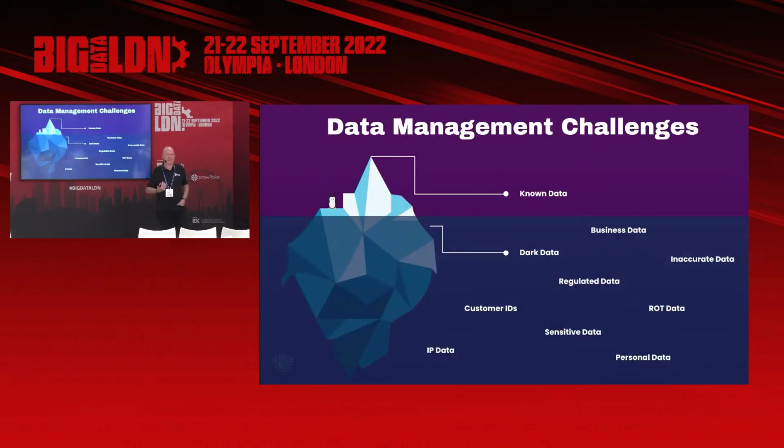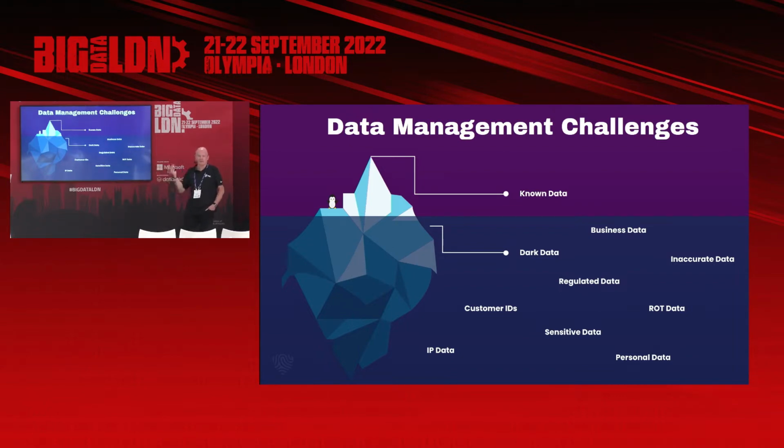A fairly familiar slide, the iceberg. At the top, we've got some data that we know about. Fantastic. But then below that waterline, a lot of other data that's just out there in our infrastructure, stored on many types of data source. But what is it? It's business data, regulated data, redundant, obsolete, and trivial data, which is what ROT is. So when we think about privacy regulations, that's where they start to apply.